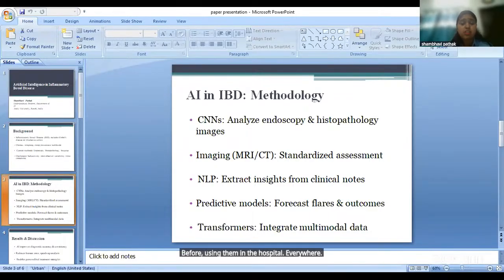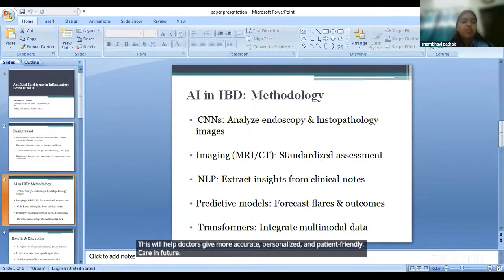Conclusion and future directions. To conclude, AI is not replacing doctors. Instead, it is a tool that supports them in making better and faster decisions. It can move treatment from reactive, where doctors wait for problems to appear, to proactive, where problems are predicted earlier. This will help doctors give more accurate, personalized, and patient friendly care in future. Thank you for listening.